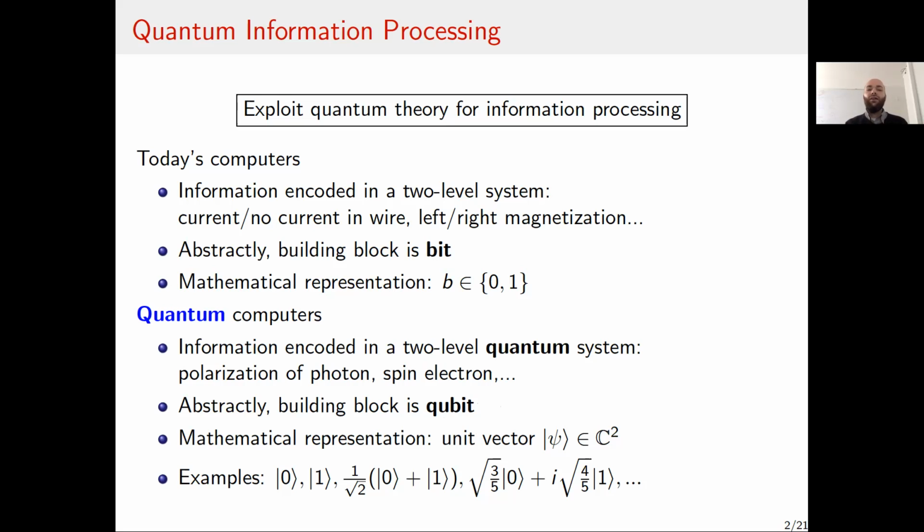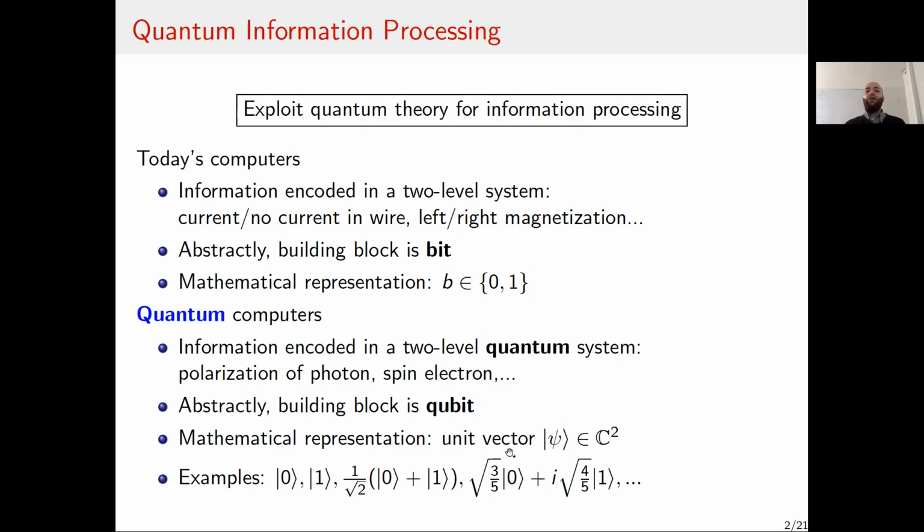Similarly here, there are multiple possible physical realizations. This could be, for example, the polarization of a photon, or the spin of an electron, which are known to satisfy the laws of quantum mechanics. We know from the laws of quantum mechanics that the way to represent mathematically the state of such a qubit is, instead of just having two possible values, like 0 or 1 in the case of a bit, by a complex unit vector, which you usually denote with this ket psi.